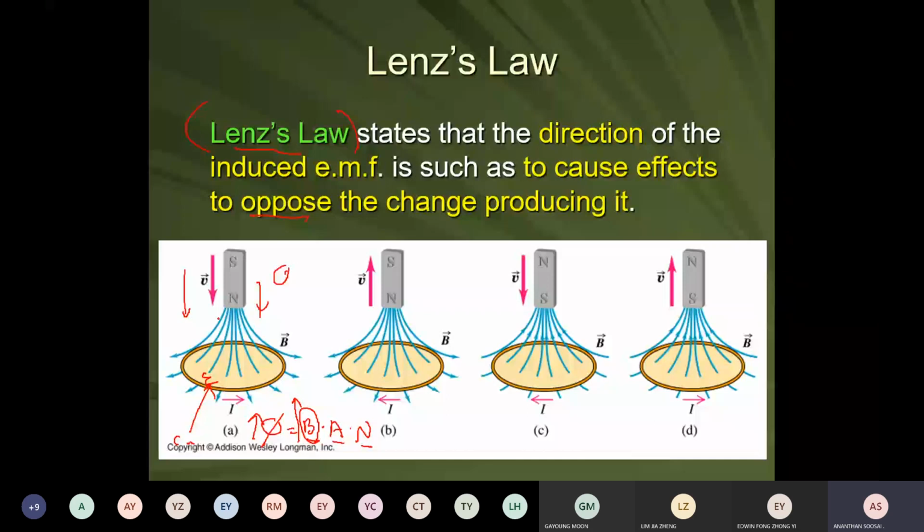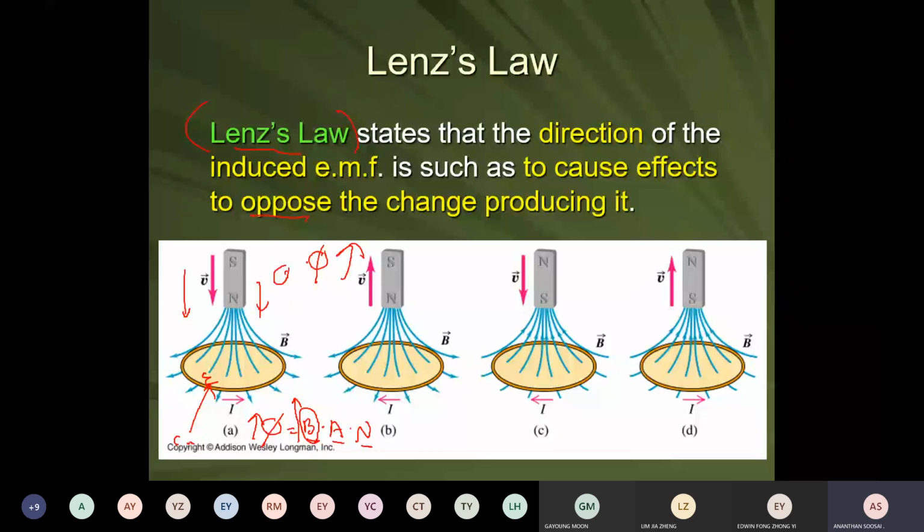What type of change happens here? Change means change to the flux. Does the flux rise or decrease? The magnet is moving closer, so the flux rises. Okay, flux rises. So the current will try to oppose this change. How can we oppose it? If flux rises, the current will flow in such a way that it tries to decrease this flux.